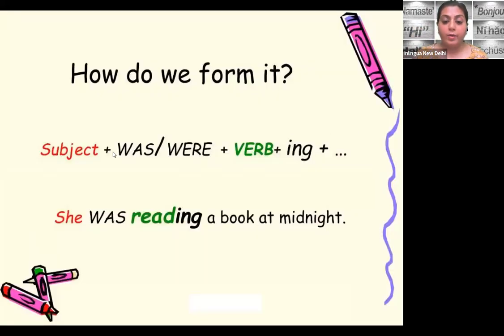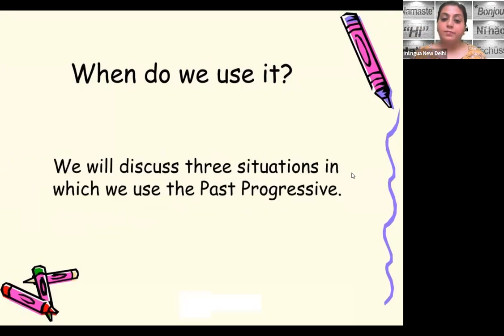Again, a quick recap of how we create this past continuous sentence. We have the subject plus was or were plus the verb with ing and the remaining part of the sentence. Let's look at the example. She was reading a book at midnight. She is the subject. Was is the past of be. Reading is the ing verb. And a book at midnight becomes the remainder of the sentence or the object.